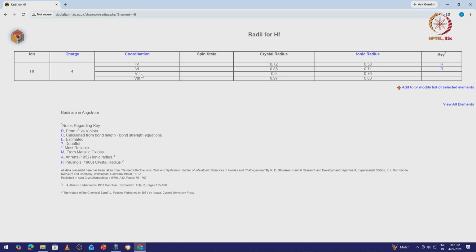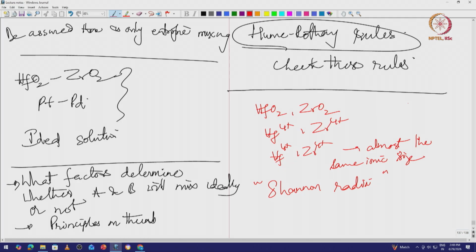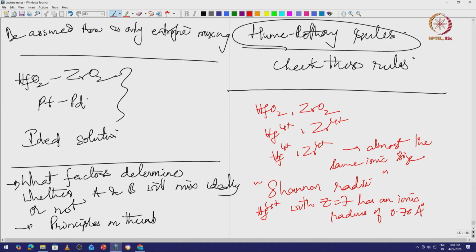And the coordination number is, I'll just tell you, I know the structure of hafnium oxide, and generally the coordination number is 7, right. So in hafnium oxide the ionic radius is 0.76 angstroms, okay. So remember that value. Hafnium 4 plus with a coordination number of 7 has an ionic radius of 0.76 angstroms, okay. Then what about zirconium 4 plus?